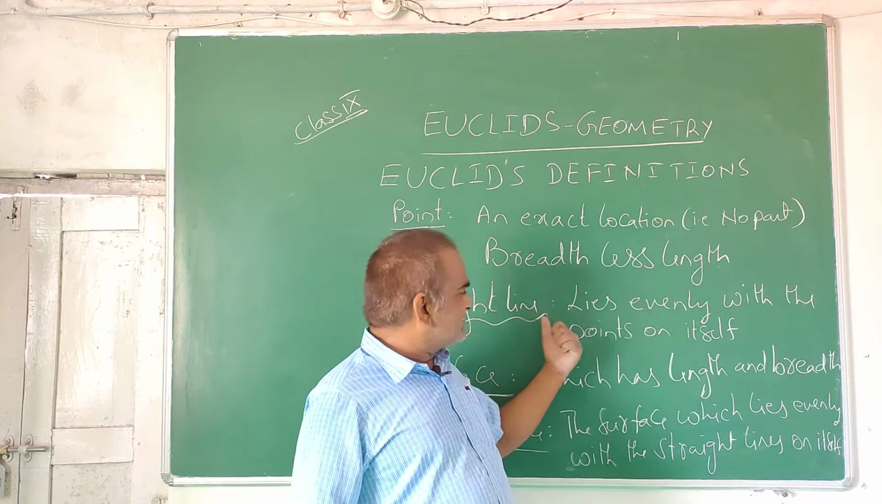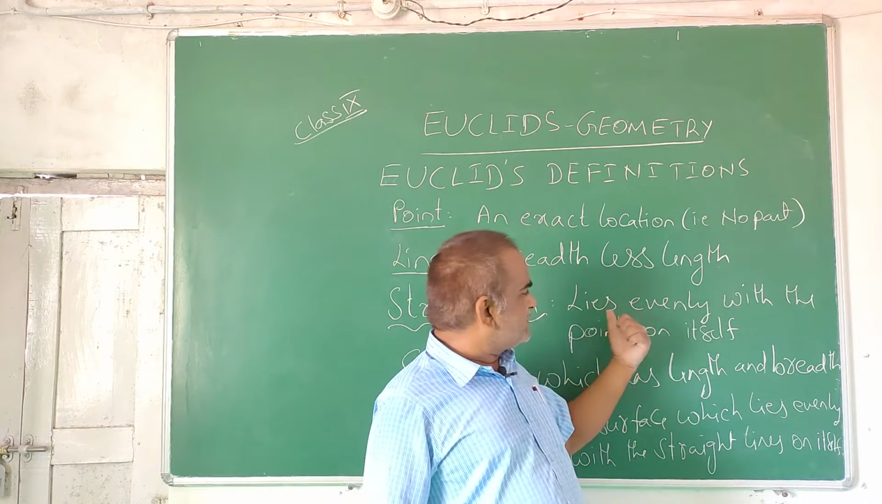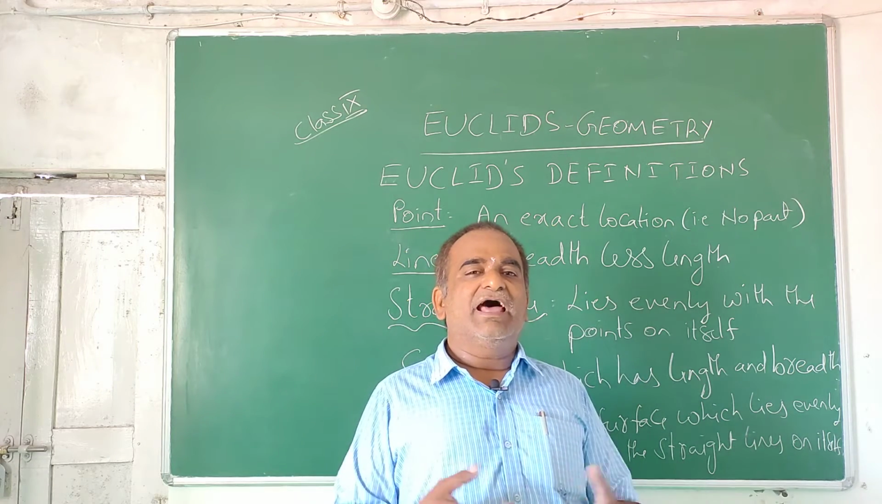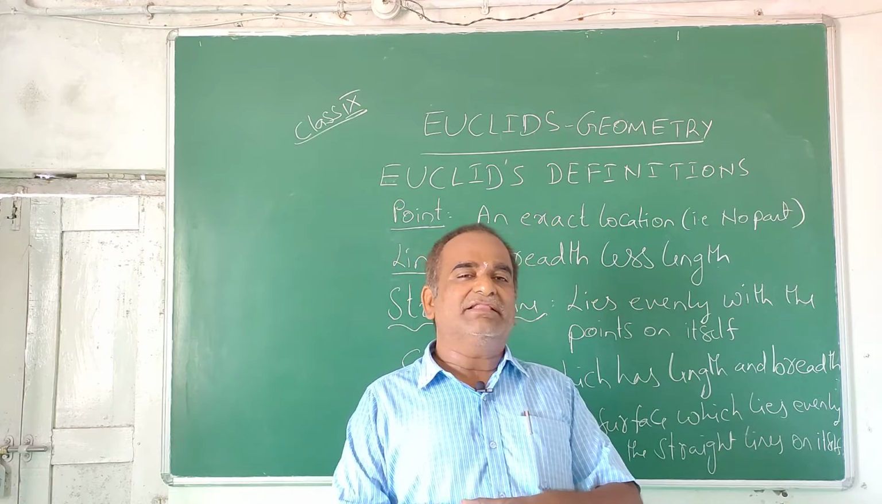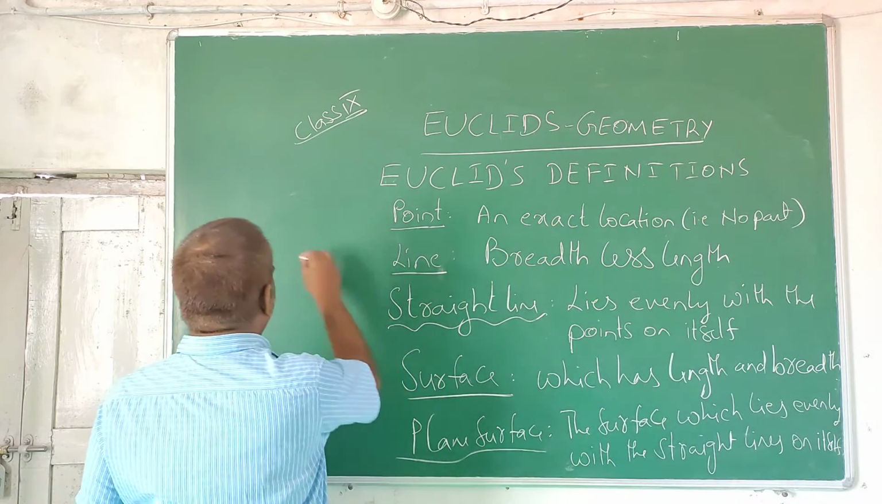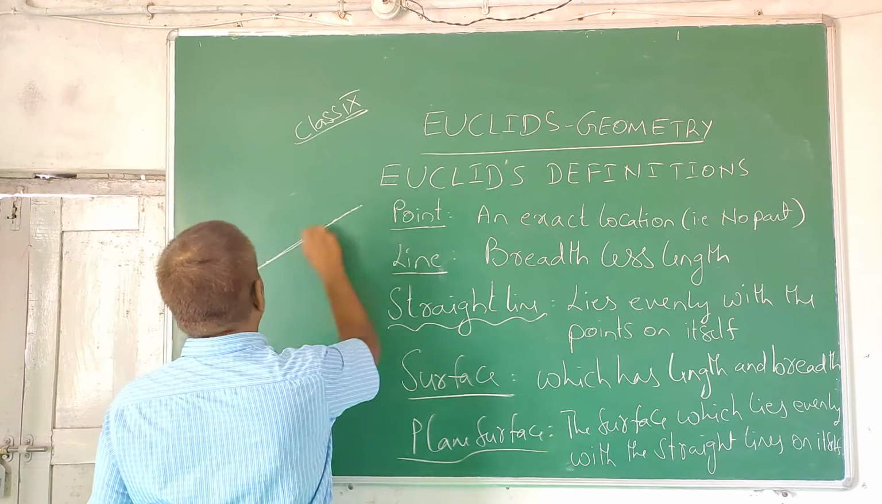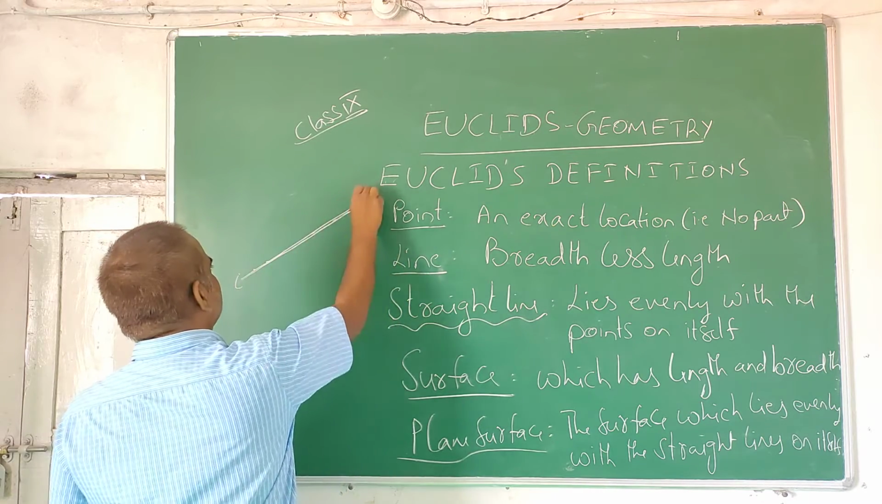How is a straight line defined? It lies evenly with the points on itself. A straight line lies evenly with the points on itself, like this.